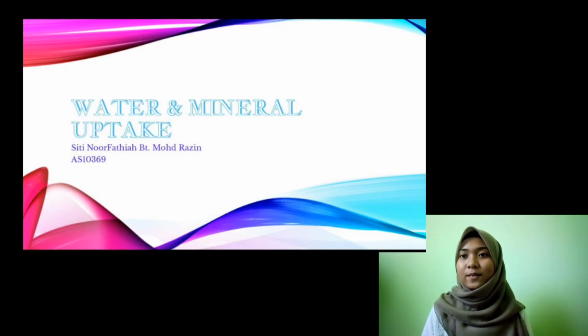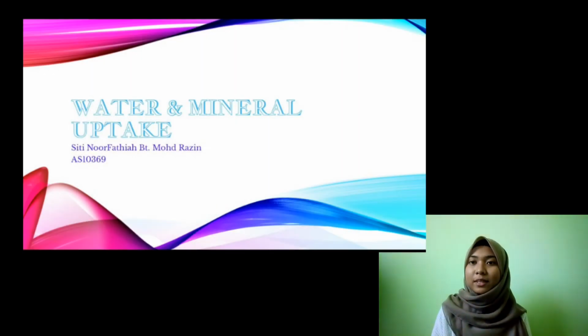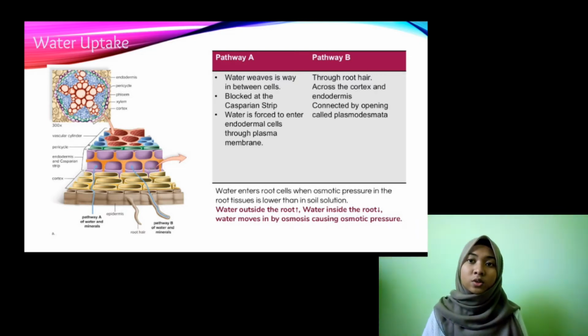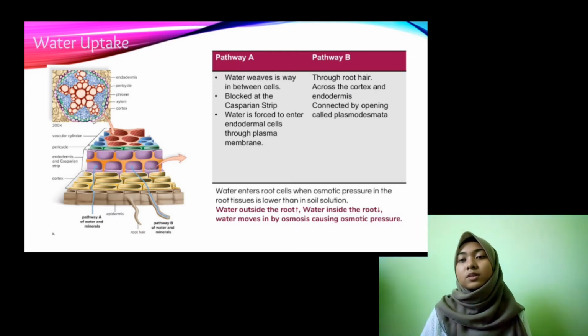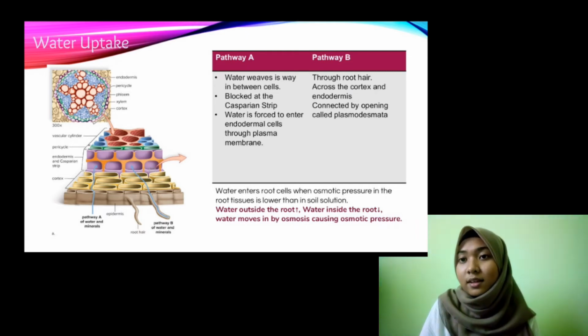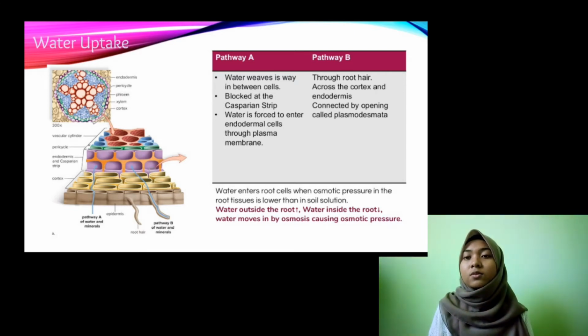So today I will be presenting about water and mineral uptake. There are two main ways for water and minerals to enter the root. The figure shows two pathways, pathway A and pathway B. In pathway A, the water weaves its way between the cells, meaning that it diffuses from the porous cell wall of one cell to the cell wall of adjacent cells.